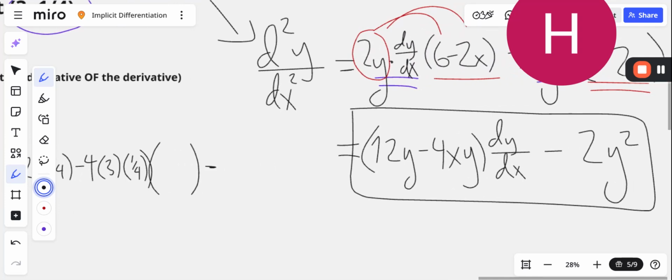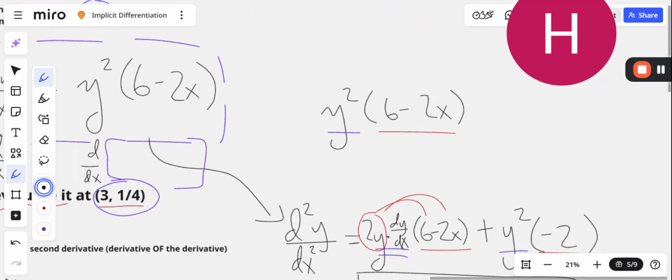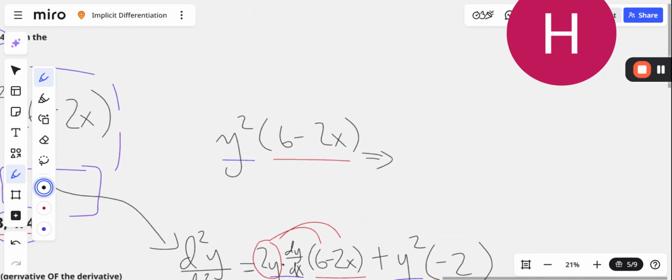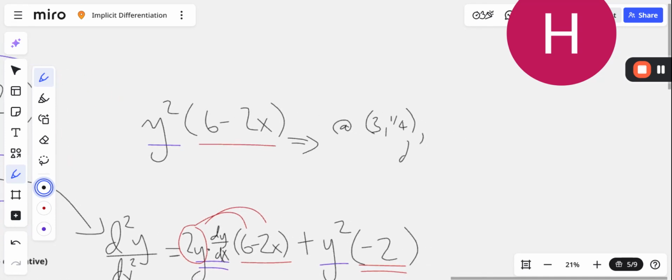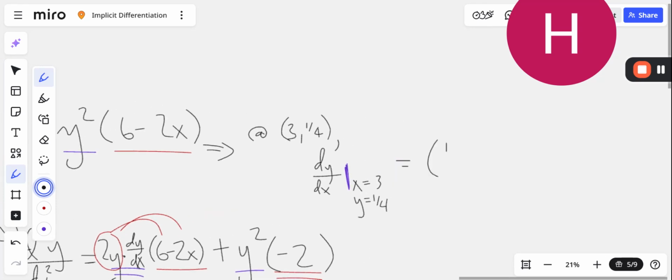Minus 2y squared. So minus 2 times 1/4 squared. In order to find dy/dx, I have to go back to the original expression. And I can say that at the point (3, 1/4), dy/dx is equal to, you can also write it as I just recommended, dy/dx, and then you can either put the point, or you can put x equals 3, y equals 1/4. Either way is fine. This is going to be y squared, so 1/4 squared, times 6 minus 2 times 3.